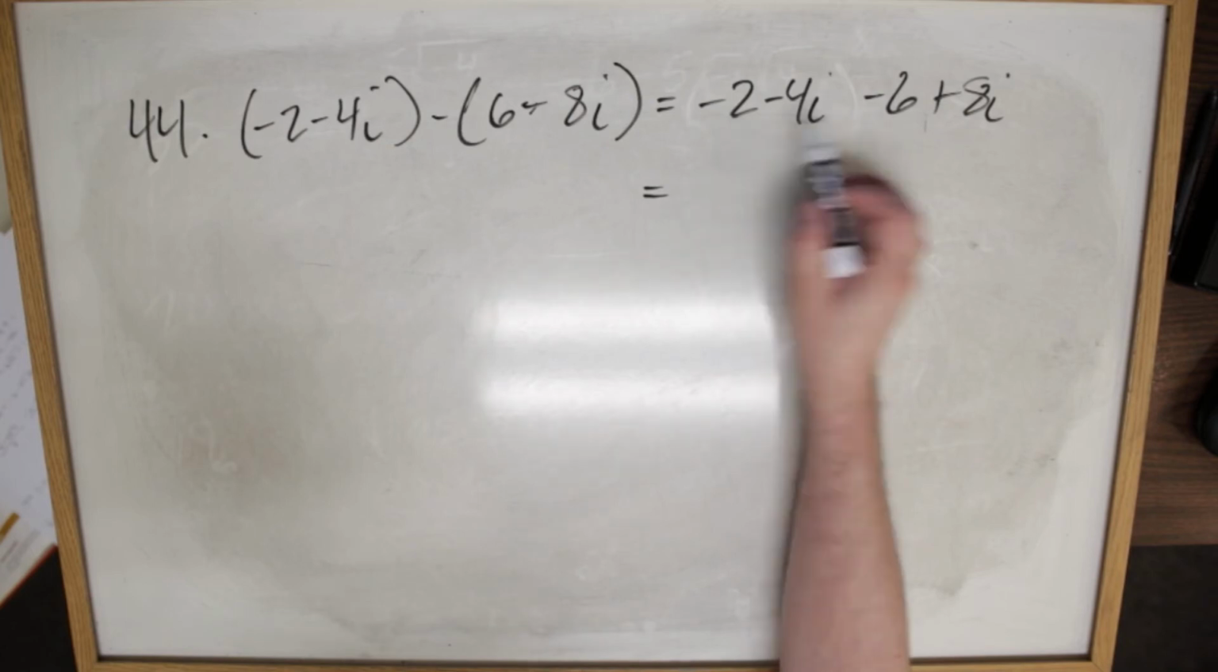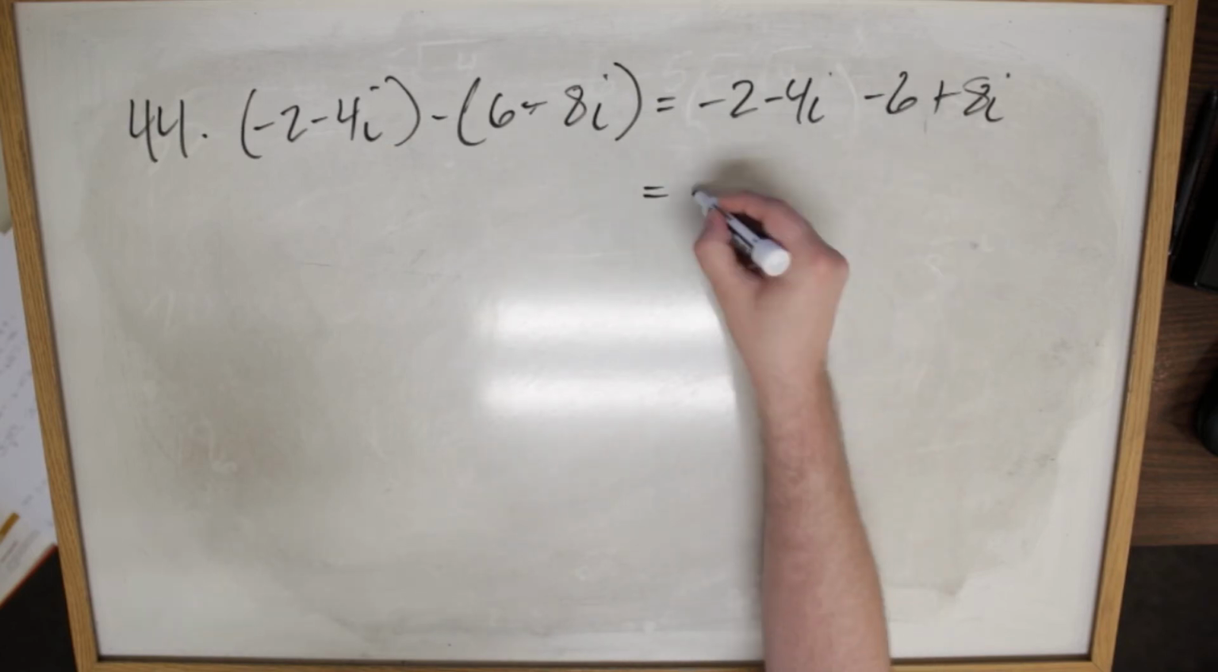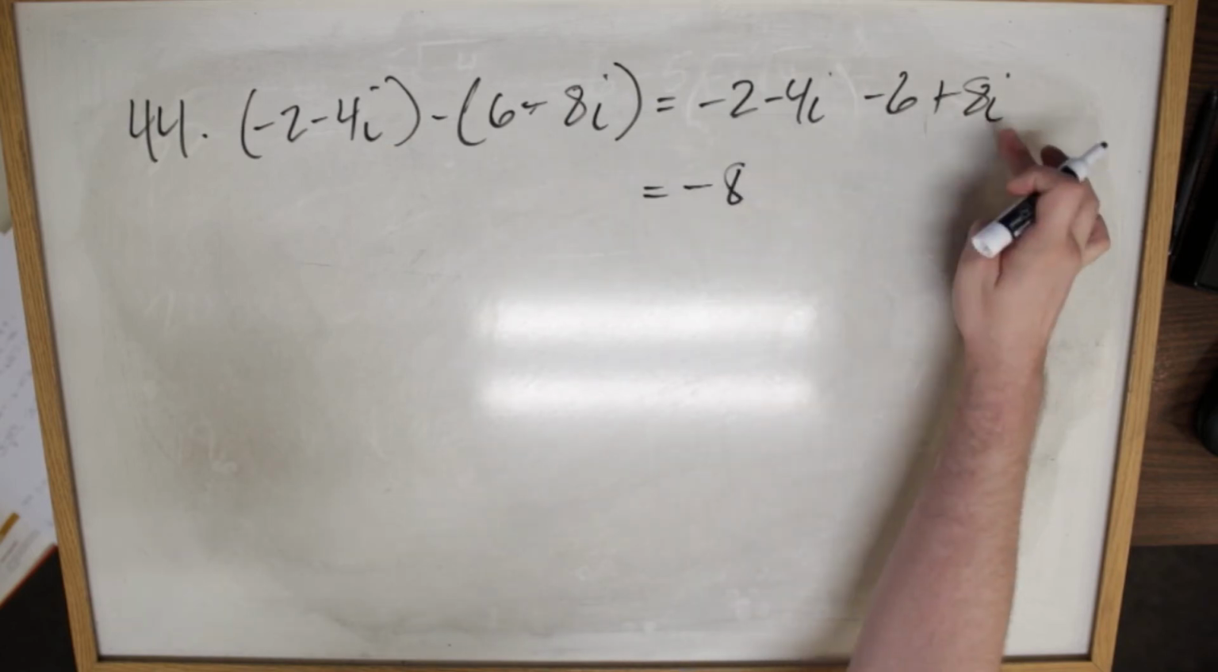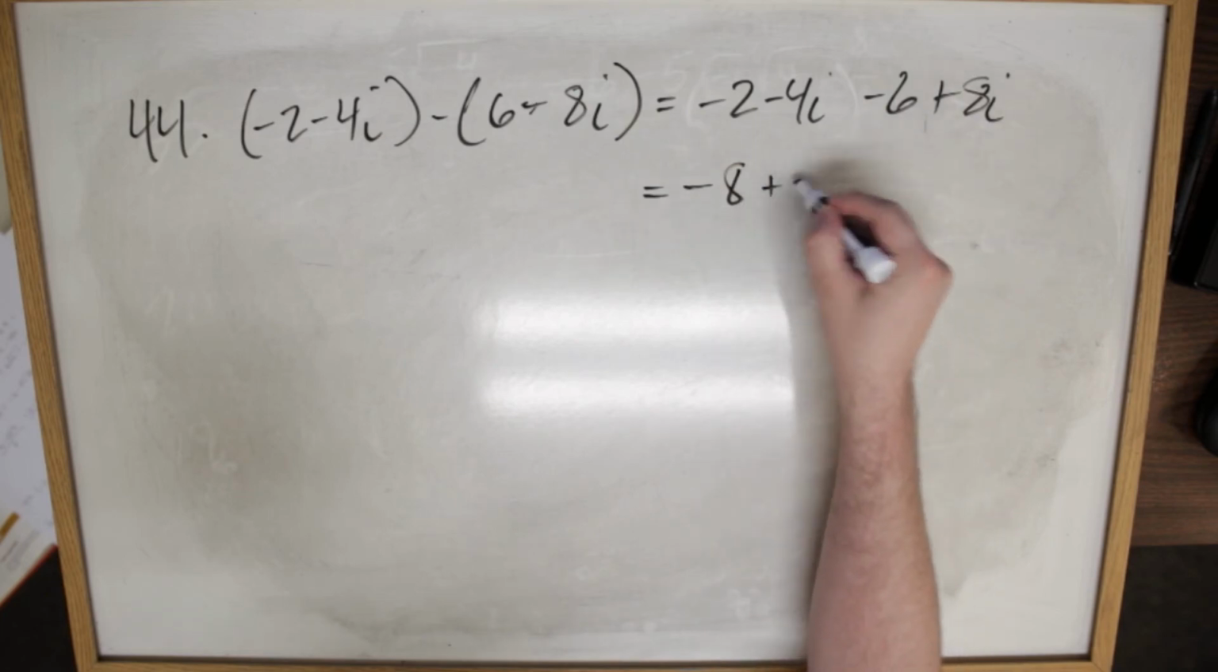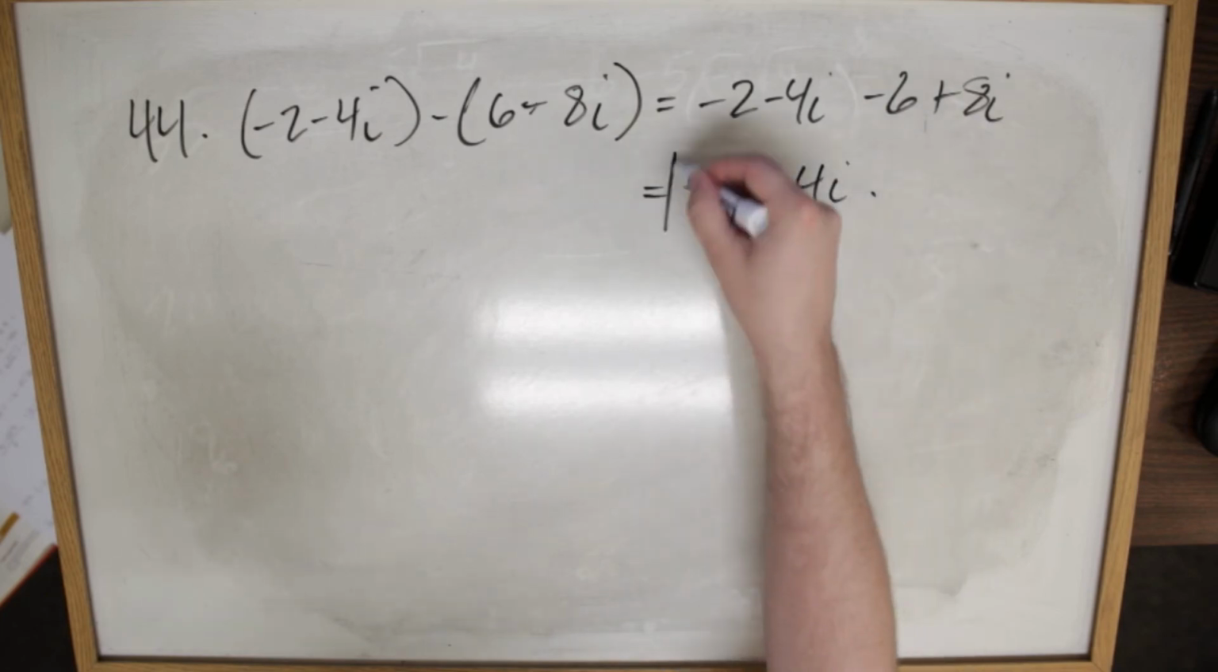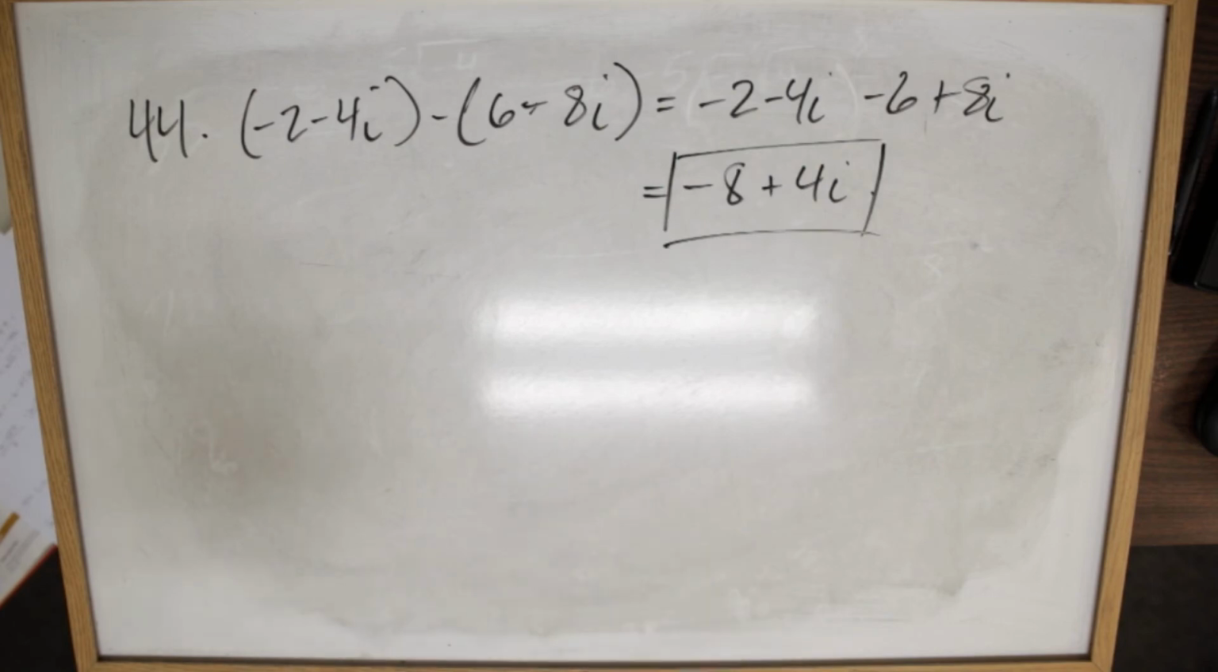So minus 2 minus 6 is going to be a minus 8. Minus 4i plus 8i is going to be a plus 4i. Boom. There it is.